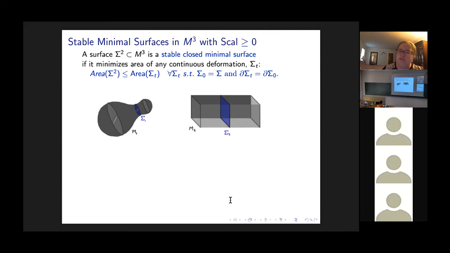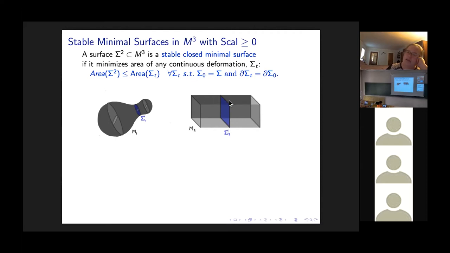So there's this notion of stable minimal surfaces in M3 with scalar curvature greater than or equal to 0. A surface sigma 2 inside M3 is a stable closed minimal surface if it minimizes area under any continuous deformation sigma t. So it's closed, it doesn't have a boundary. And if I deform it, I'll make the area larger when I deform it, or equal.